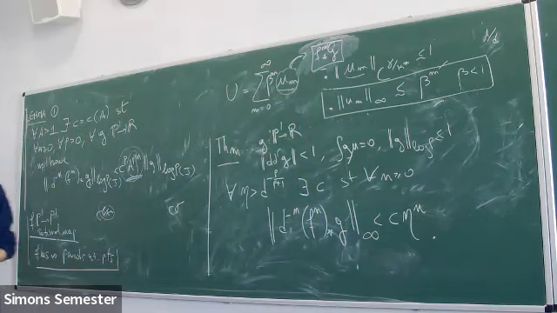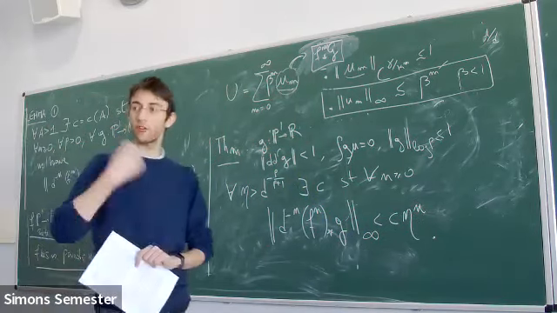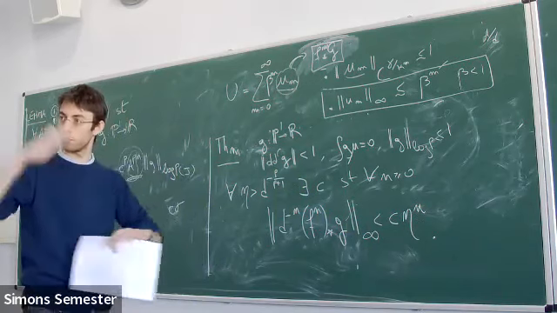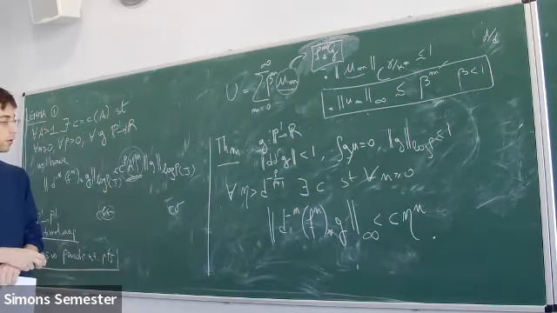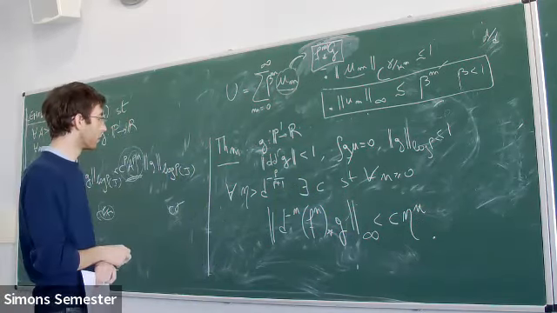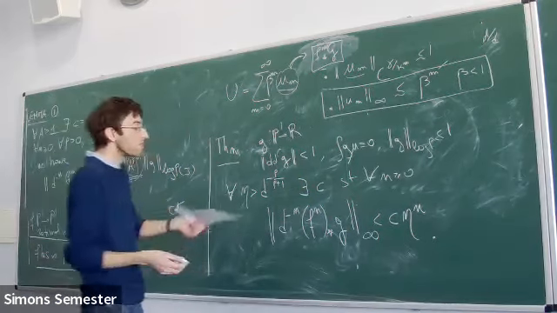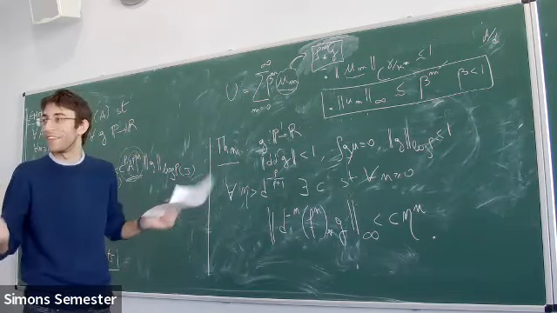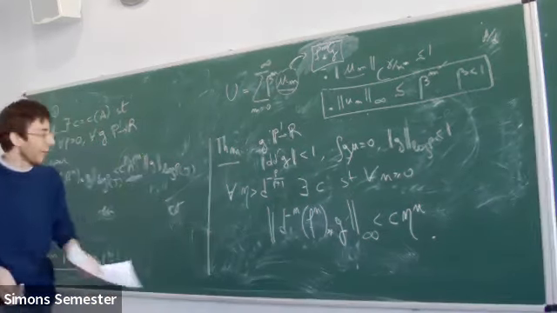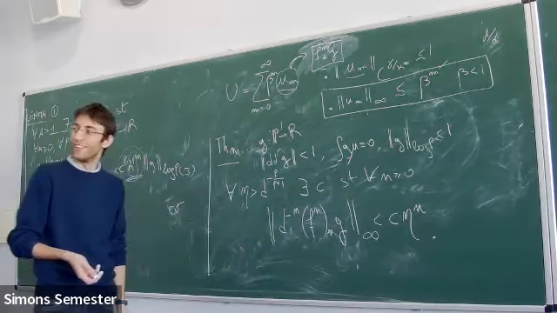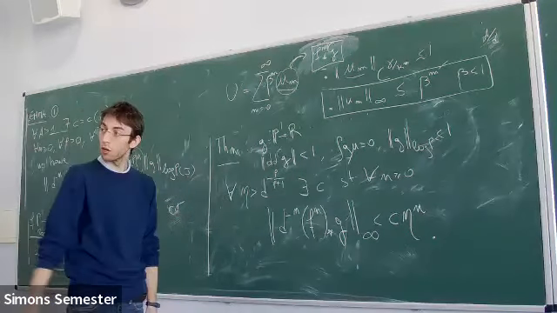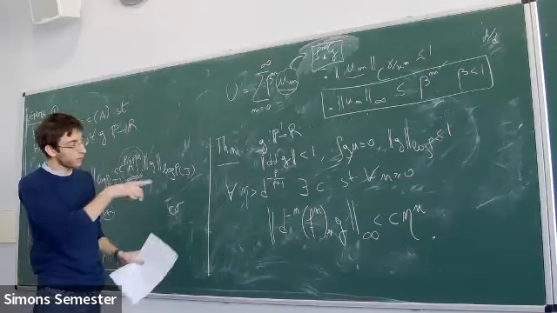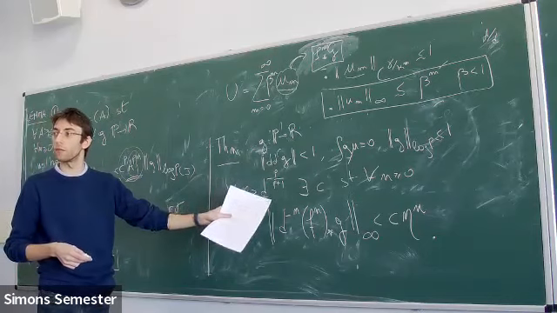So this, you can think of it as a version of the exponential speed of convergence. It's true for every theta, but it's not very interesting. For every theta, yes. No, this is the point. This is the best rate you can get in some sense.